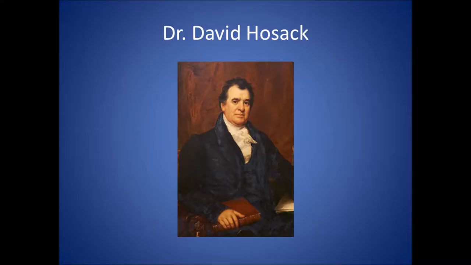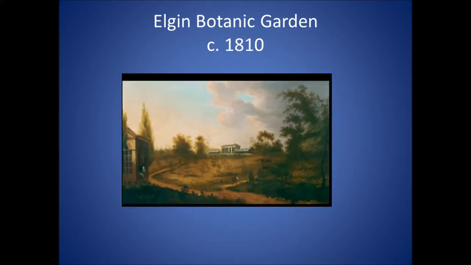In New York City, in 1801, a prominent young physician named David Hossack, whom you see here, established what would become a flagship public botanic garden on 20 acres in rural Manhattan. He called it the Elgin Botanical Garden, and there it is, circa 1810. He named it Elgin because that's where his family came from in Scotland. Hossack intended its program of work primarily for the improvement of medicine and agriculture and decoration.